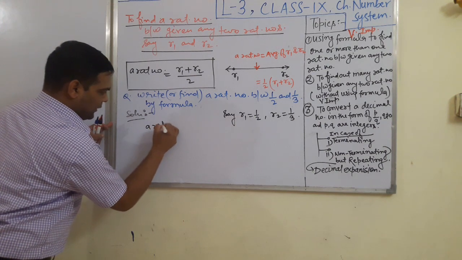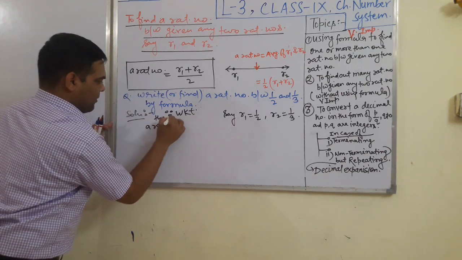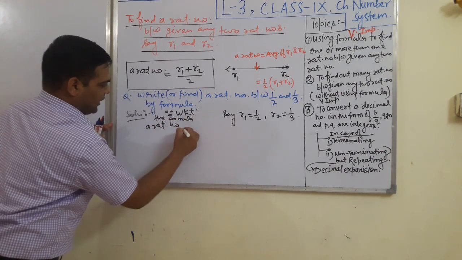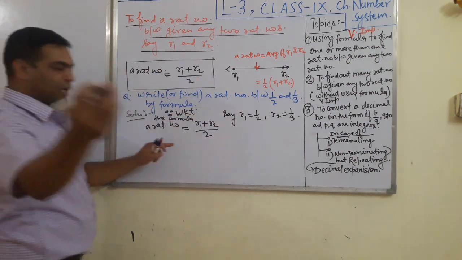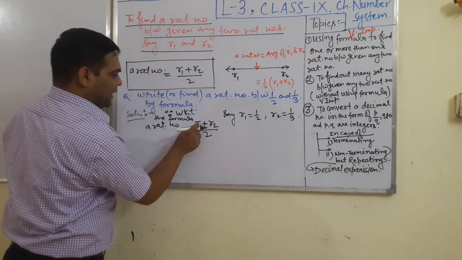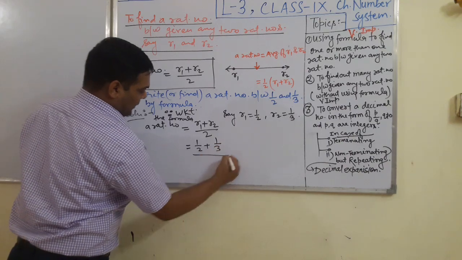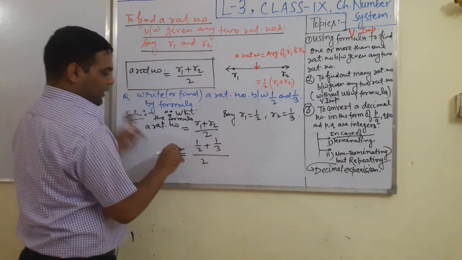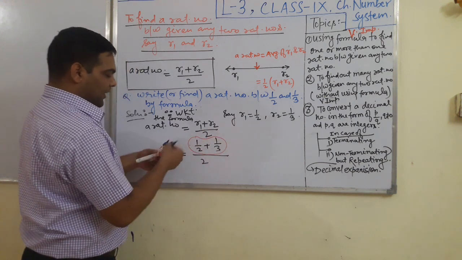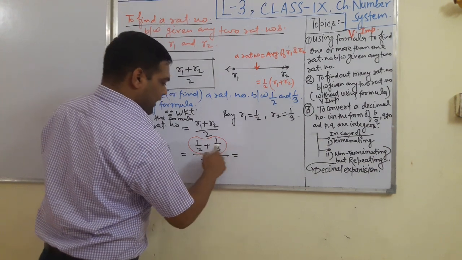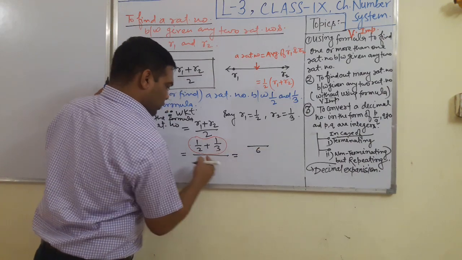So since we know the formula, a rational number could be R1 plus R2 by 2. Okay, put the respective values, students. You will get R1, here 1 by 2, R2, 1 by 3, upon 2. Now students, you solve this expression mathematically, easily by taking LCM. What will you get here? This LCM is 6.